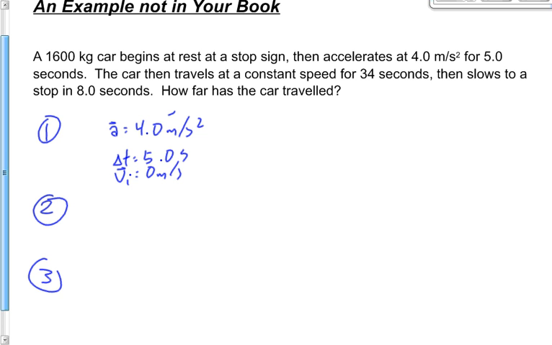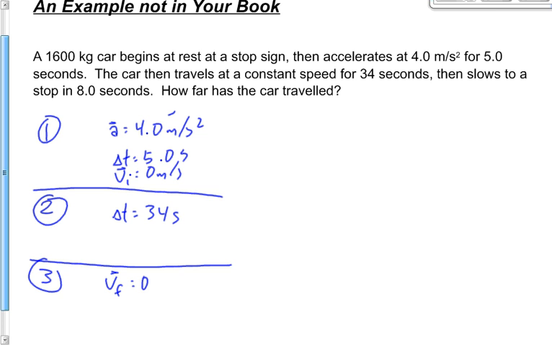I think I only see one thing that I have there, Jordan. Time is 34 seconds. Yeah, good. I think that's all we have there, stage 2. What about stage 3? Okay, Vf is equal to 0 because it comes to a stop. Amanda, what were you going to say? Time is 8 seconds. Good. I think that's all we have.